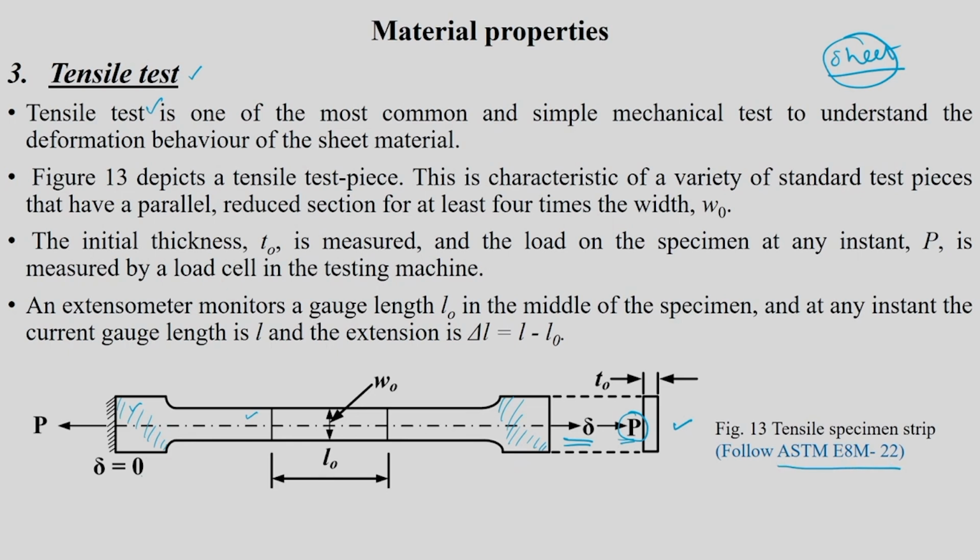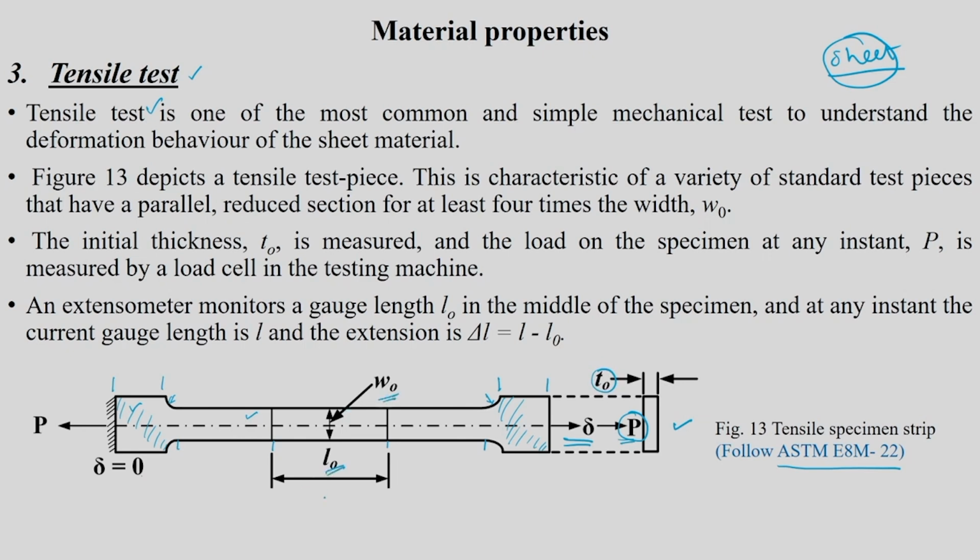That means the shouldered length, this radius, this distance and this L0 are all fixed. It is established over several years and one has to follow that. Thickness will change depending on what material you want to test. Let us keep it as T0. And the initial width of the deforming region is, let us say, W0.